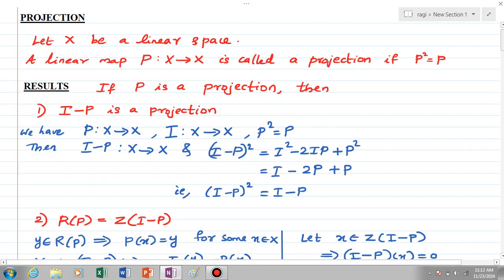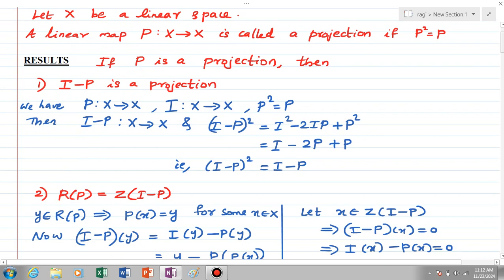Let X be a linear space. A linear map P from X to X is called a projection if P square equals P. Okay. So this is the definition of a projection. Then there are some results connecting with this. If P is a projection, then the first result is I minus P is a projection, where I is the identity map from X to X.